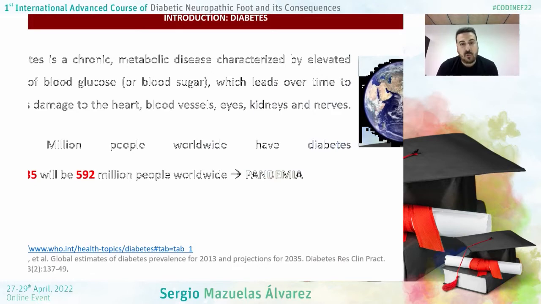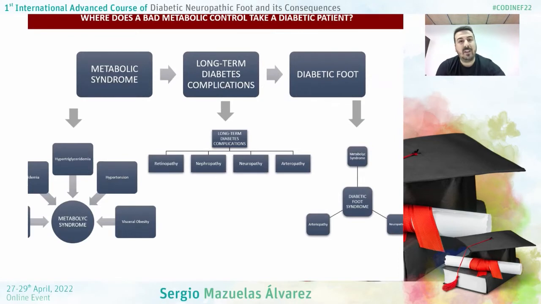422 million people worldwide have diabetes. In 2035, there will be almost 600 million people worldwide with diabetes. That will be considered a pandemic. Okay, where does bad metabolic control take a diabetic patient?